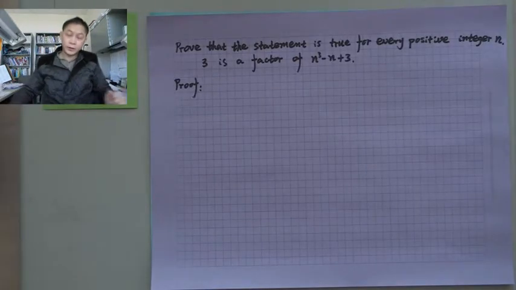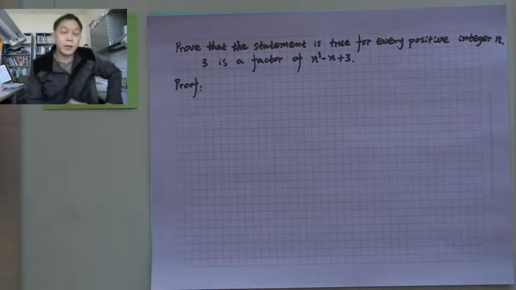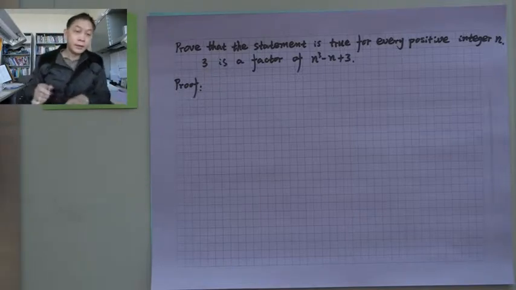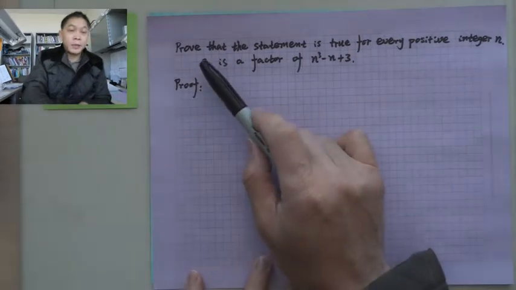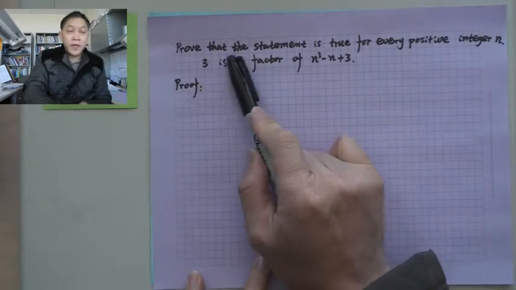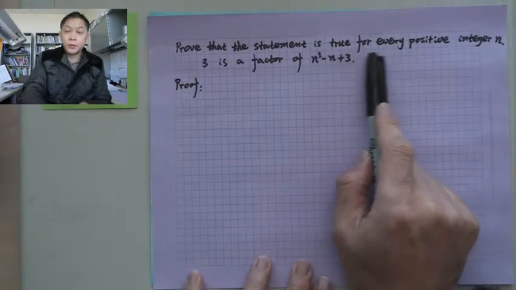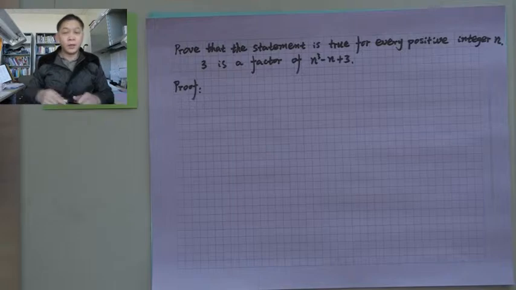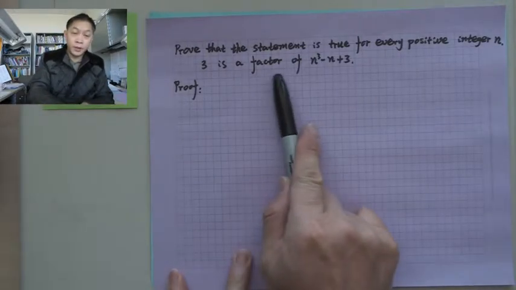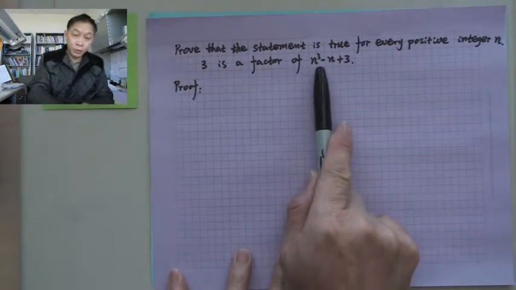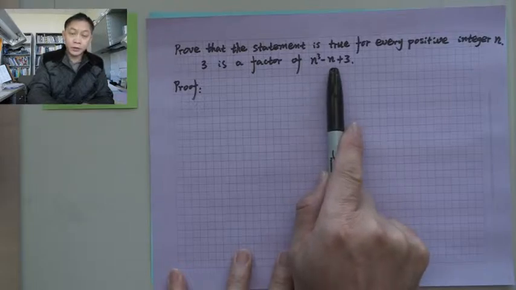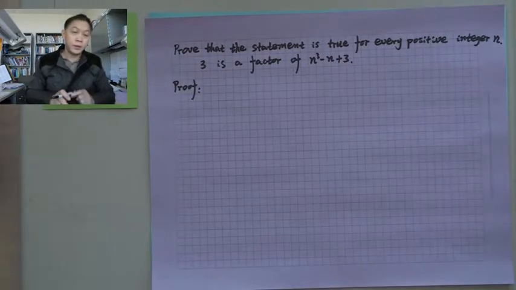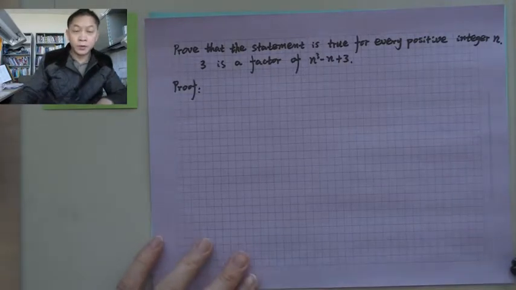In this lecture, we will keep working on mathematical induction. And here is the example. Prove that the statement is true for every positive integer. The statement is: 3 is a factor of n cubed minus n plus 3. How to do that?